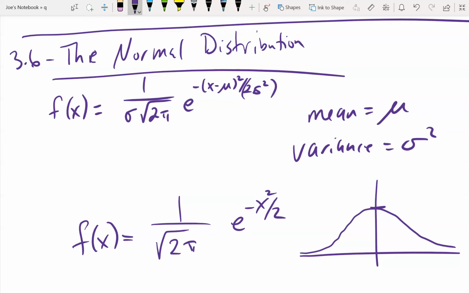Okay. All right. We'll hit the x-axis. If I consider the constant out in front, it'll hit the y-axis at 1 over root 2 pi. So you've probably heard of the bell-shaped curve. That's what your normal distribution is, that bell-shaped curve idea.